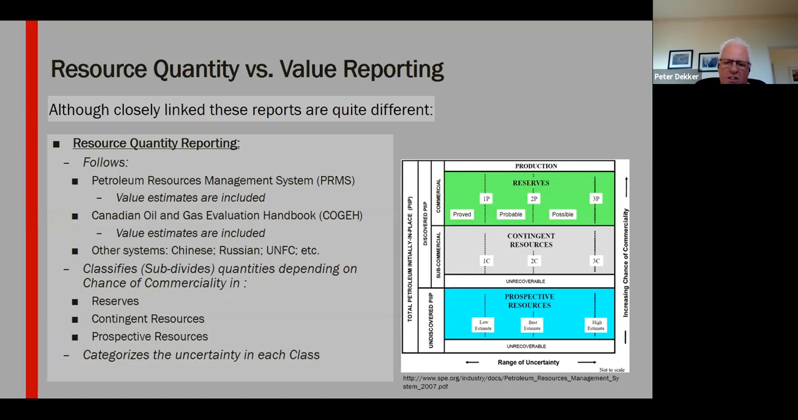Classes subdivide quantities depending on the chance of commerciality. So we talk about reserves, contingent resources, or prospective resources, and I'm going to clearly show what the difference is. These three main categories reflect the chance of commerciality. The prospective resource has the least chance of commerciality, and reserves should be commercial. Then you have categories to show the uncertainty in each of these classes. So we really deal with uncertainty in the same resource reporting.